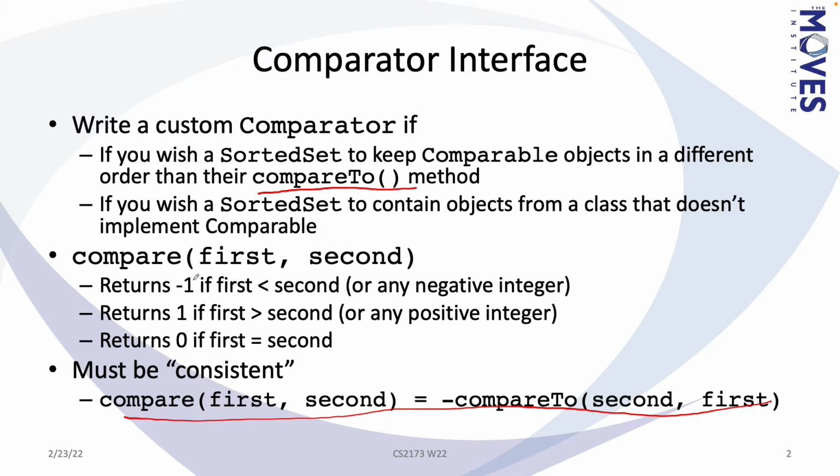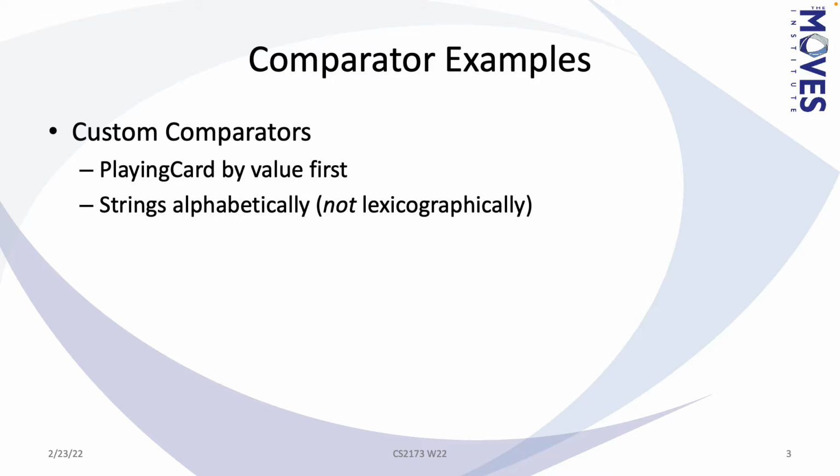And on the slide I say -1 and 1. That's, strictly speaking, just anything that's negative. So it doesn't have to be just -1. It can be any negative number. And likewise, it doesn't have to be +1. It can be any positive number. Okay, we saw one example yesterday when we did the integers the other way. So I want to give two specific examples here.